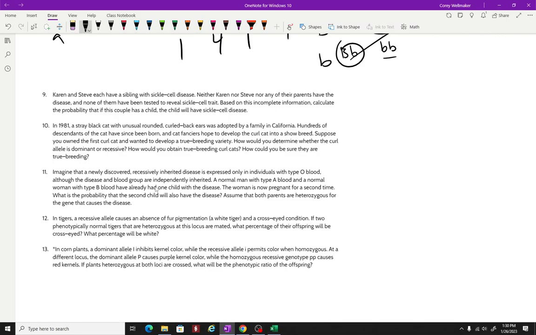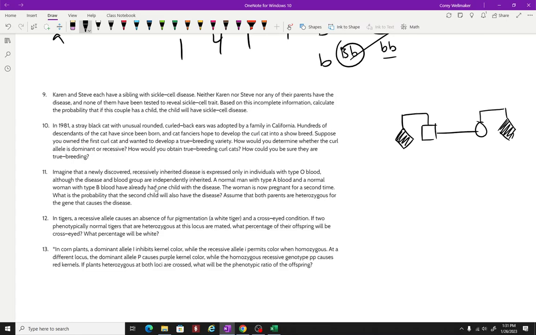Okay, so this is very similar. Number 9 is very similar to what we did with our sickle cell and blood type activity. So here's Steve, here's Karen. They have a sibling, we don't know the sex, so I'm going to do a little diamond, that has sickle cell disease. So she has a sibling with sickle cell disease.